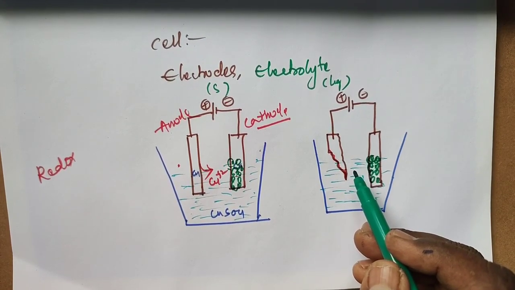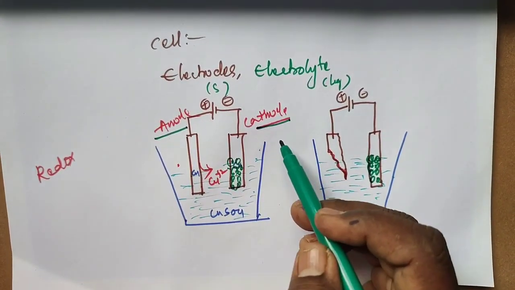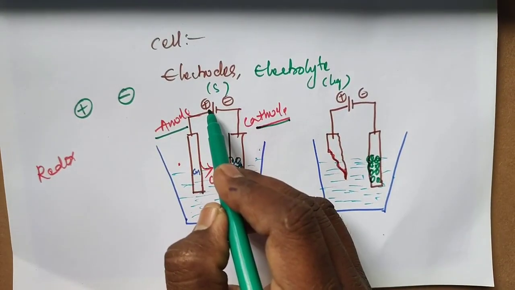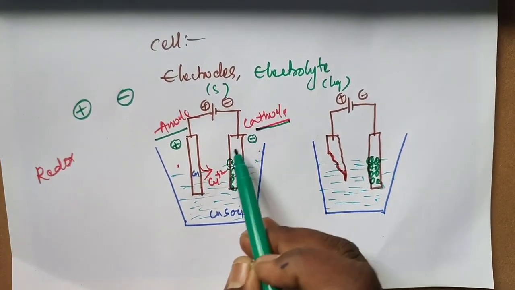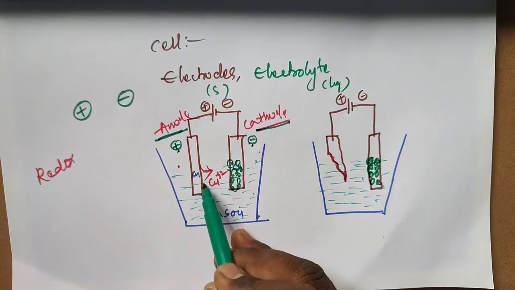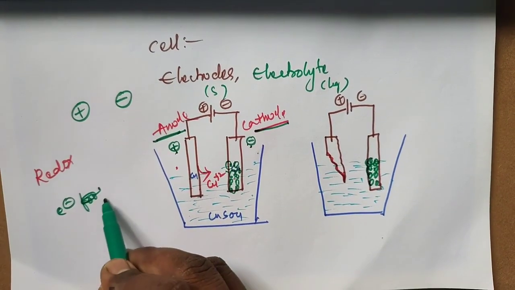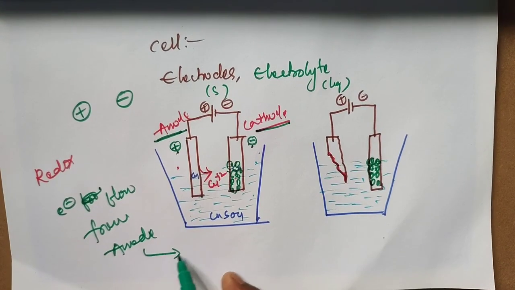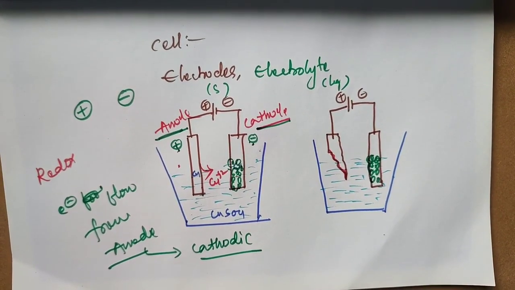So this is an electrolytic cell. Oxidation occurs at the anode, reduction occurs at the cathode. The anode is positive and the cathode is negative. The one connected to the positive terminal is also positive in charge. These are only charges, positive and negative. At the anode, oxidation takes place, and electrons flow from the anode to the cathodic electrode. This is an electrolytic cell.